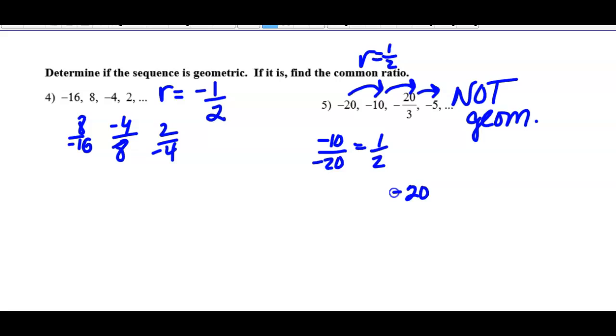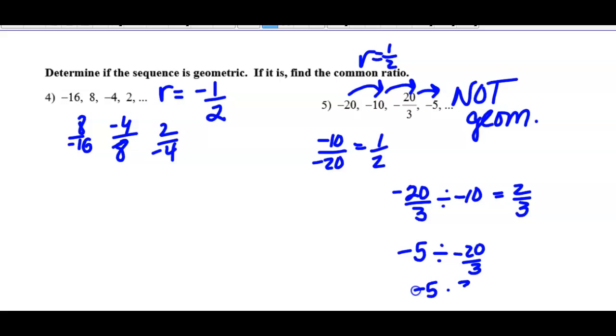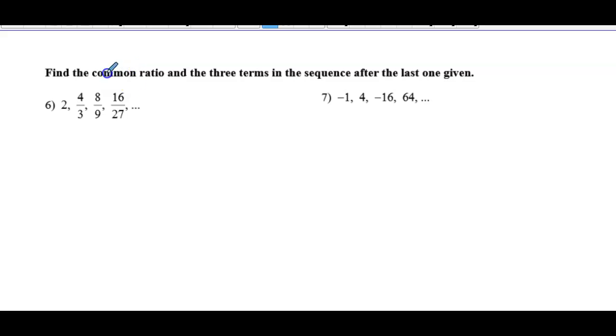If you had tried negative 20/3 divided by negative 10, you would have gotten 2/3, I believe, times 1 over negative 10, yes. If you had tried negative 5 divided by negative 20/3, this would have flipped over. You'd have had negative 5 times 3 over negative 20. This would go in here 4 times. You'd have had 3/4. So R is not the same. It kept changing. Okay? All right. I wasted time doing that. But, okay, find the common ratio.